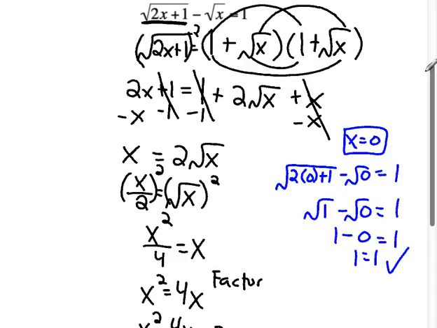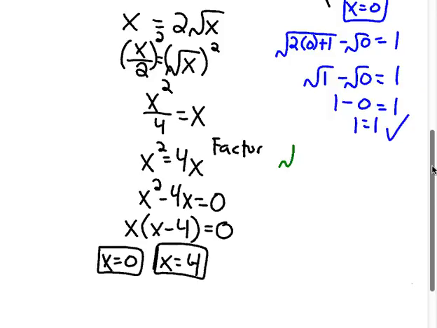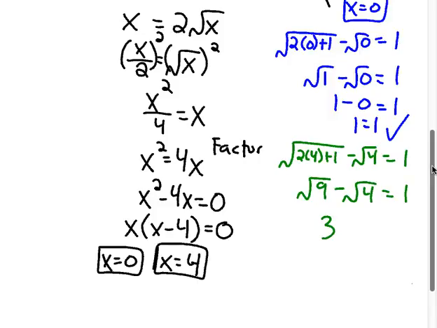And now let's check the 4. Okay, so let's plug the 4 in. So 2 times 4 plus 1 minus square root of 4. All right, so here we get square root of 9 minus square root of 4. 3 minus 2. So here, both of those solutions check out, so I would get to keep both of them.